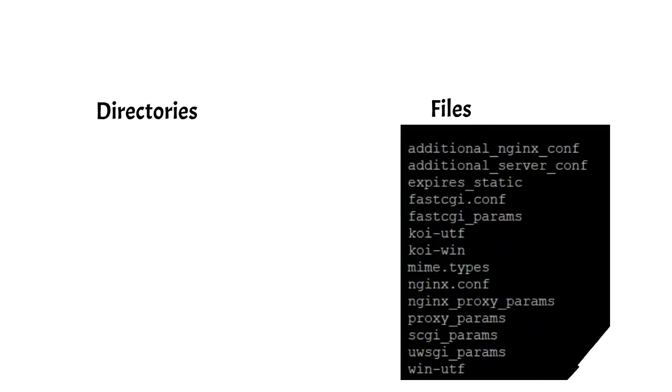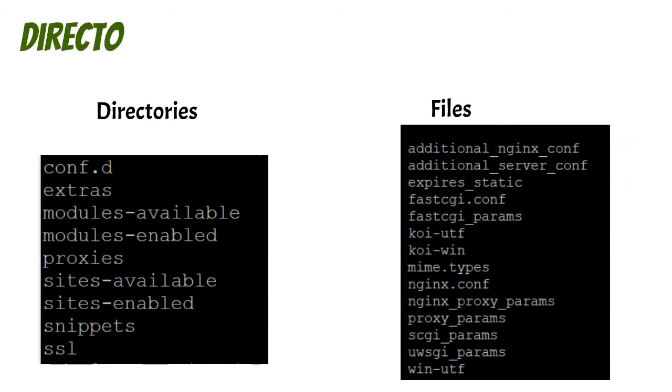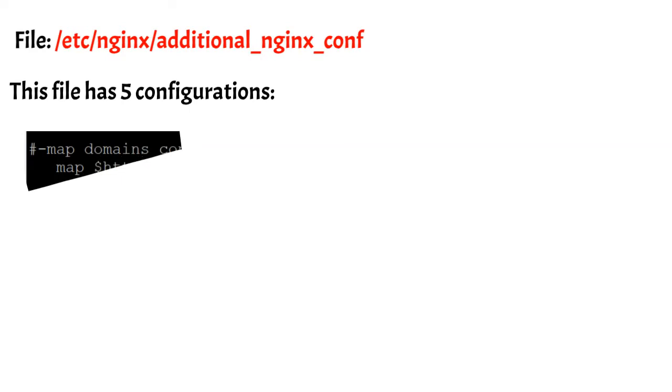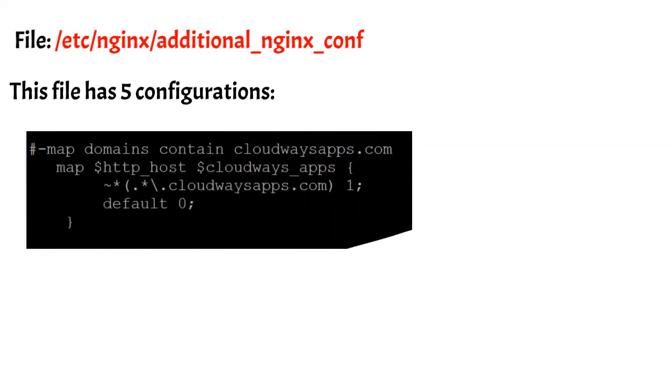Here we have segregated files and directories for a better understanding. Heading forward, we will be looking at the important files and their rules. This file has 5 configurations. We will look at all of them in detail.